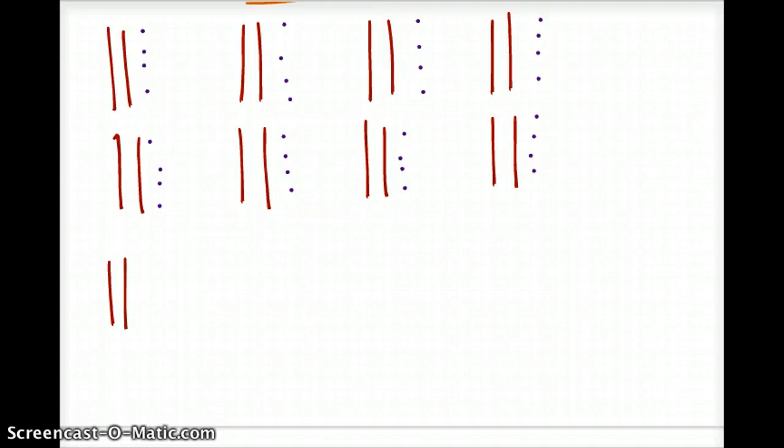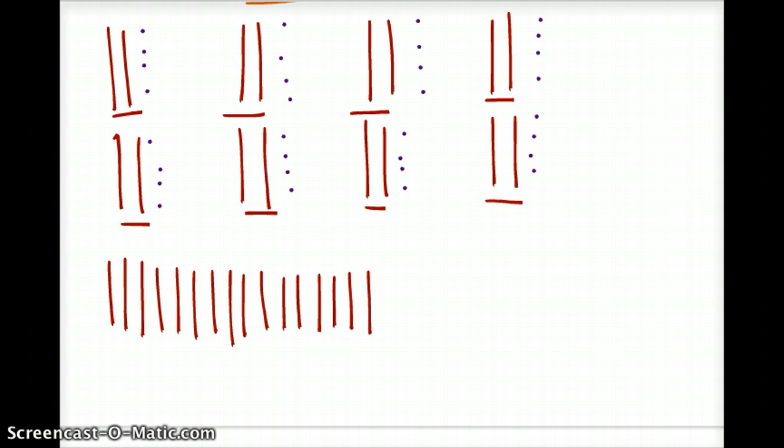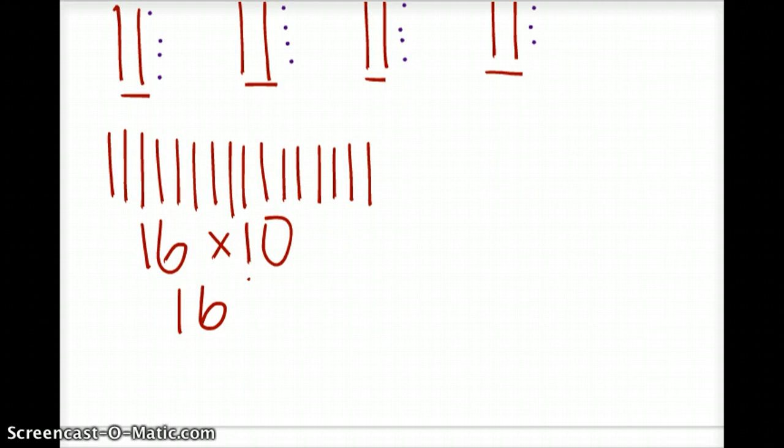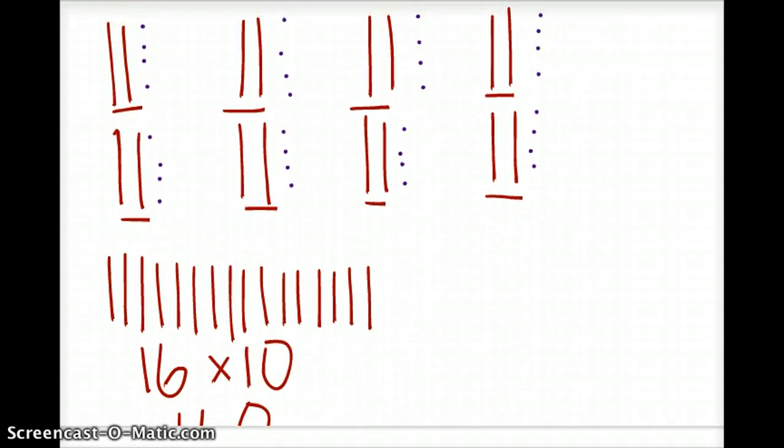So what they can do here is they can take all of their 10s and they can line them up. We've got 2 10s, another 2, another 2, another 2, 2, 4, 6, 8, 10, 12, 14, 16. 16 10s. So we got 16 10s right there. We got 16 times 10, and you can see that that amounts to 160. Great. And now what we can do is we can collect all of our 1s.